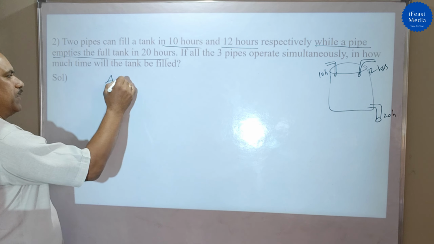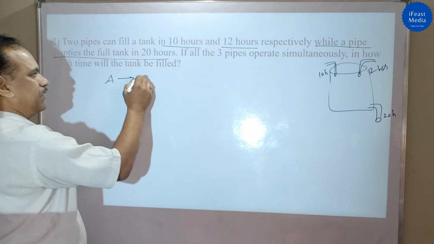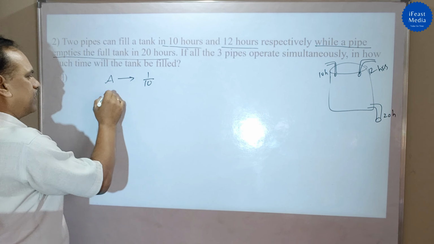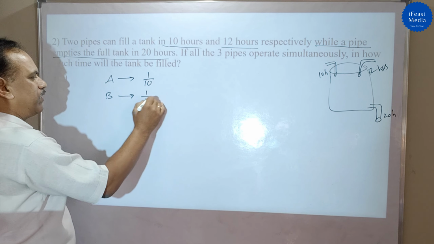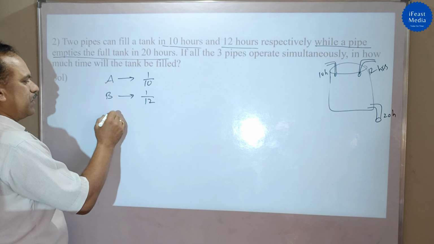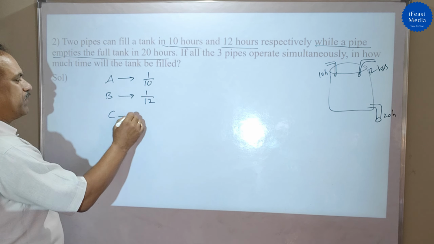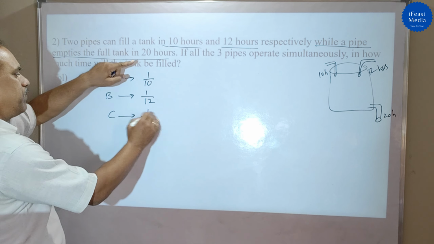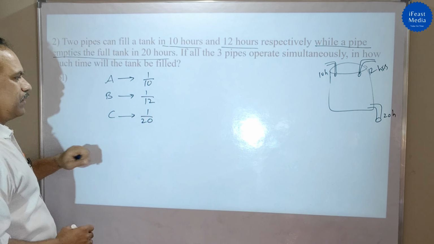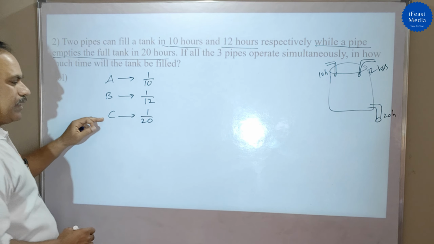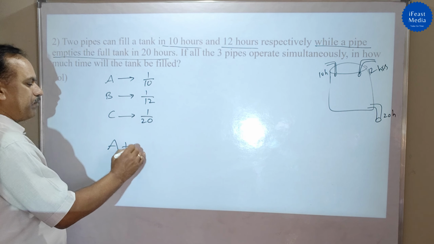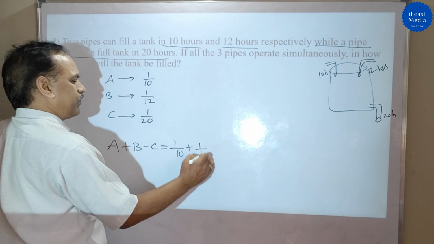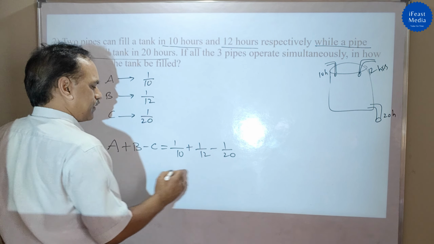So pipe A can fill 1/10 part of the tank in 1 hour. Pipe B can fill 1/12 part of the tank in 1 hour. Pipe C can empty 1/20 part of the tank in 1 hour. Because it is emptying, we take a negative sign. So you take A plus B minus C. It is 1/10 plus 1/12 minus 1/20.